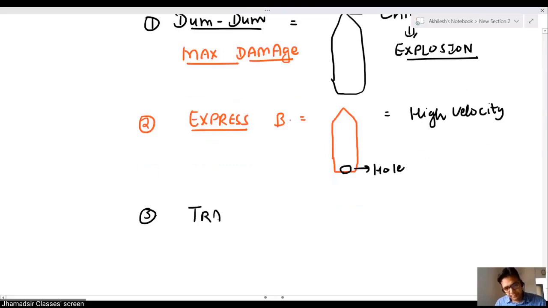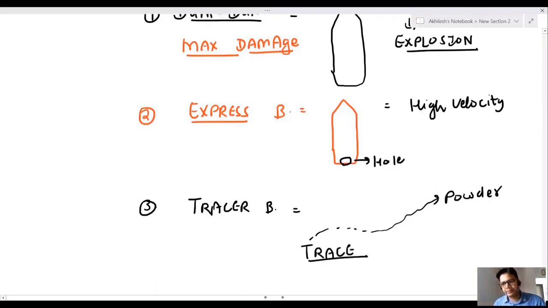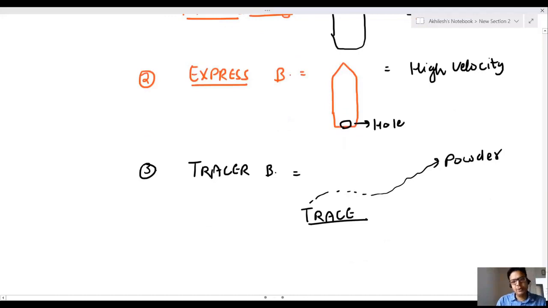Tracer bullet. Sir, as the name suggests, wherever it goes, it liberates powder, so we are able to trace it. This is a tracer bullet.